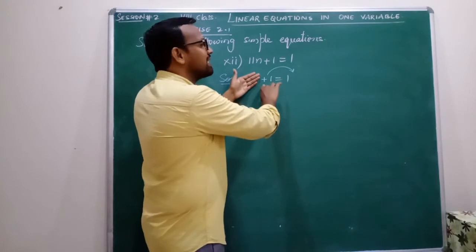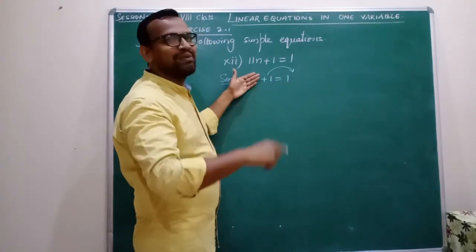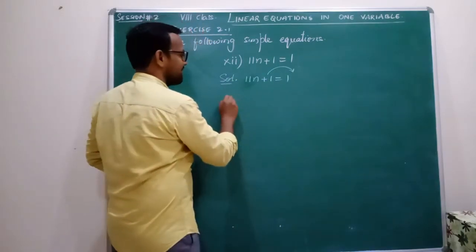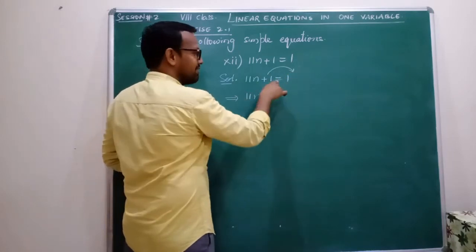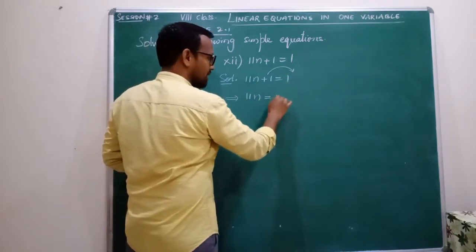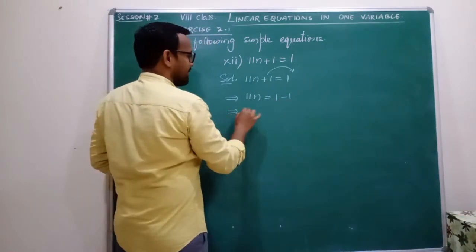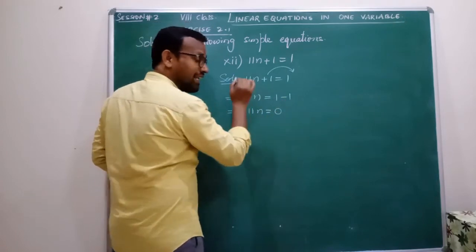So let me transpose plus 1 first. A plus quantity after transposing becomes a minus quantity. So plus 1 becomes minus 1. So let me write. 11n plus 1 is equal to 1. Now plus 1 comes here, it becomes minus 1. That implies 11n is equal to 1 minus 1, which is 0.